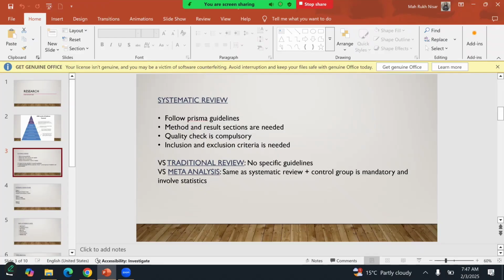Control group is a comparison group, like you are studying other drug treatments in comparison to insulin in diabetes treatment. So the insulin is the control group and oral drug treatments is your case group. So in meta-analysis, it is mandatory that you have a control group. In systematic review, you can have a control group, but this is not mandatory.